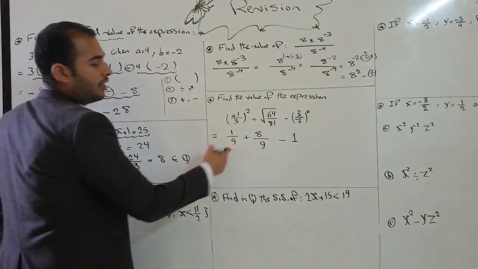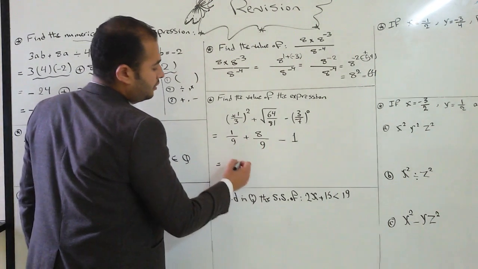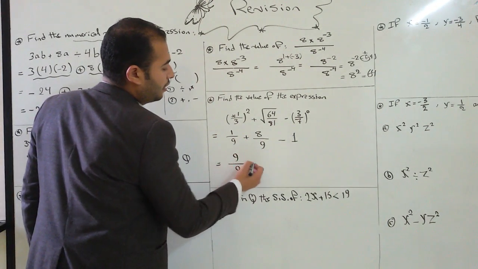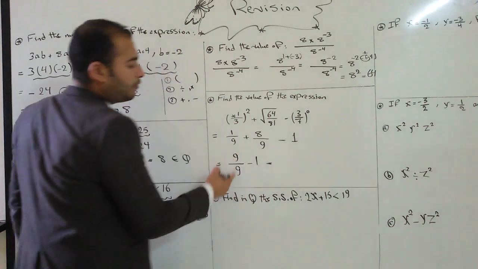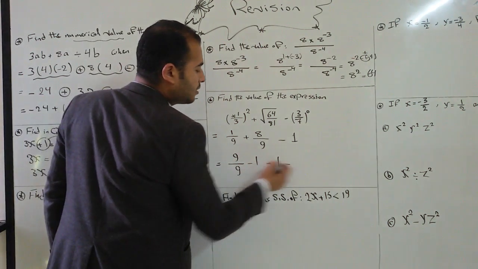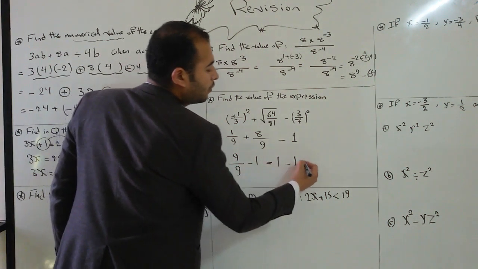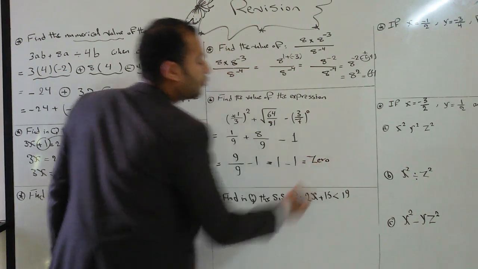Equals 1 over 9 plus 8 over 9 equals what? Yes, equals 9 over 9, minus 1. 9 over 9 equals 1, minus 1. 1 minus 1 equals 0.